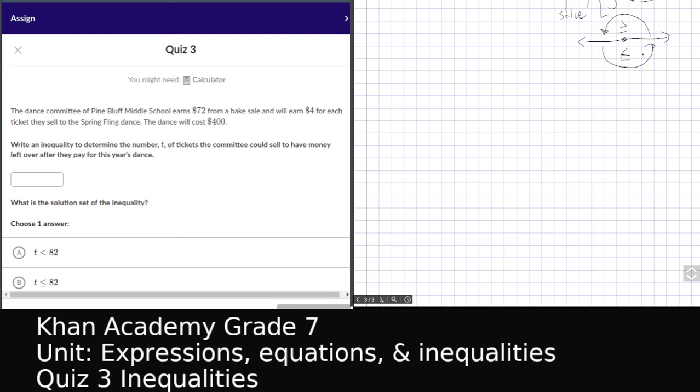So what we're saying is, okay, we want to have more than $400. So we start off with $72 from a bake sale, and then we're going to add $4 for each ticket. Each ticket adds $4, and we want the total to be more than 400. So we need to solve for t. So I'm going to add and subtract here first.